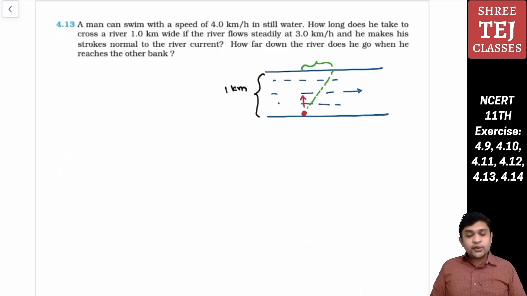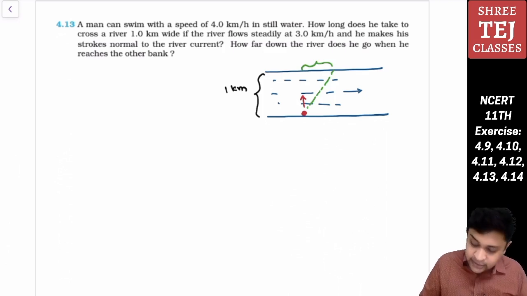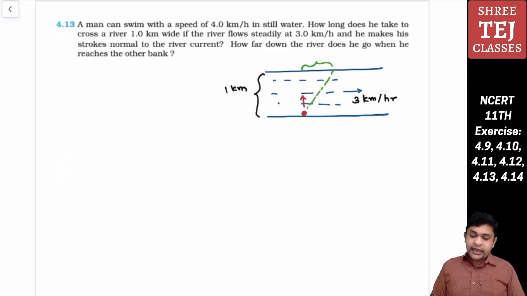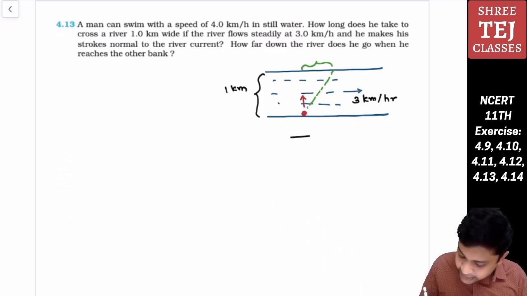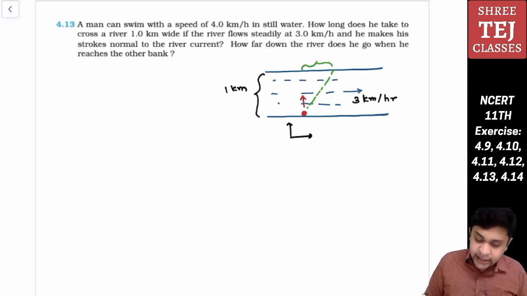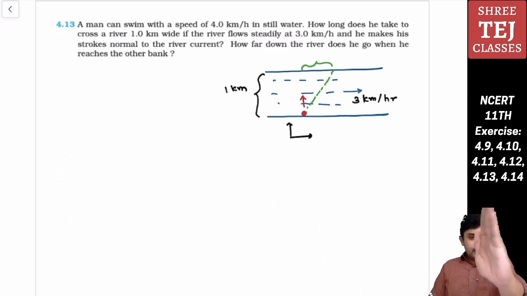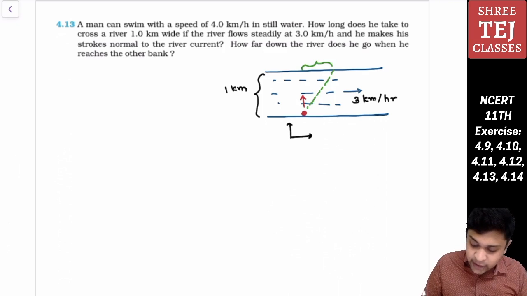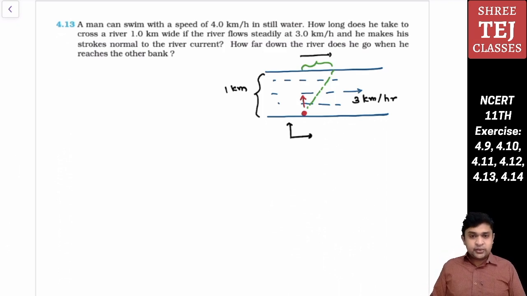If the river flows steadily at 3 km per hour and he makes his strokes normal to the river current. So this is the river current. He makes his strokes normal to the river current. So here his speed would be 4 km per hour normal to the river current. How far down the river does he go? So we also have to calculate how far down the river he goes.